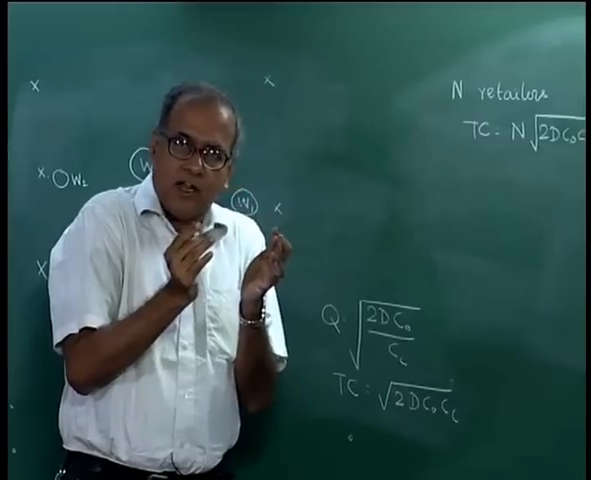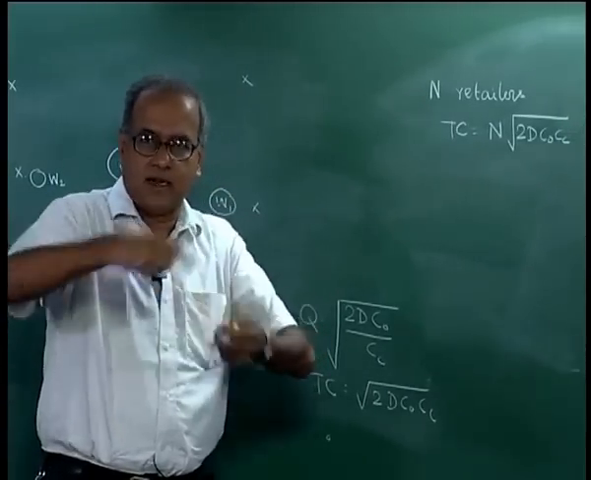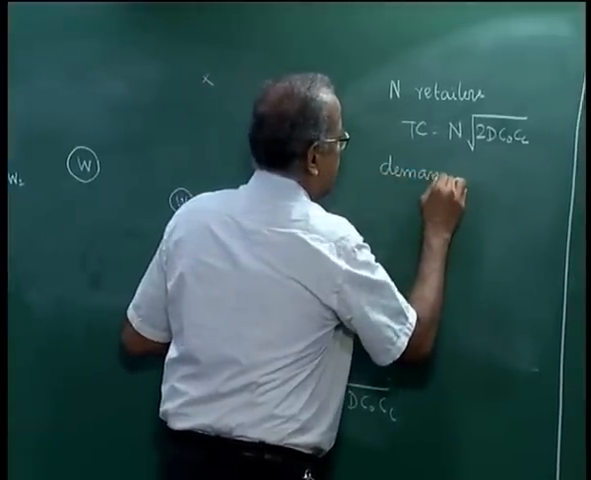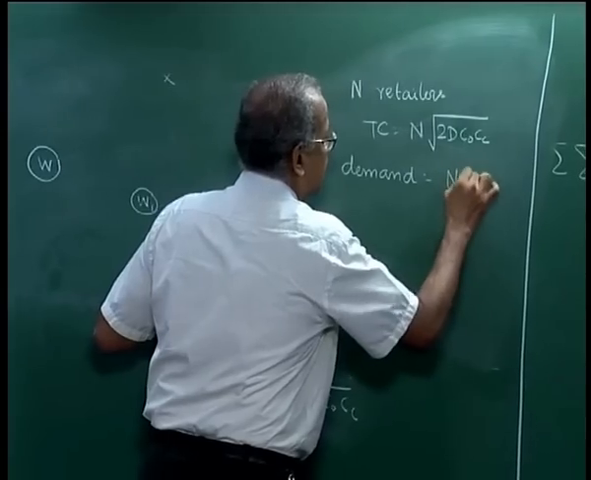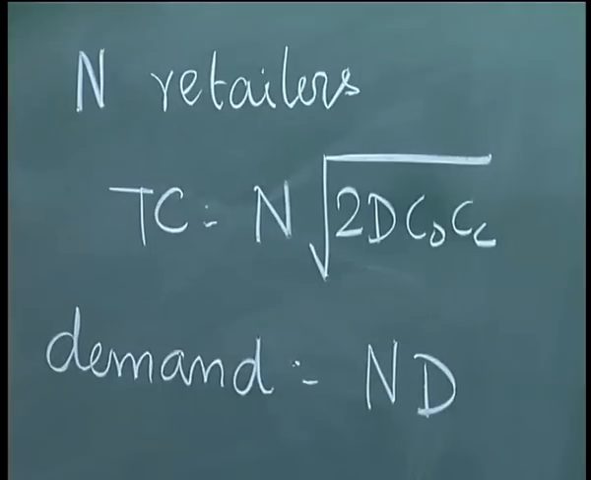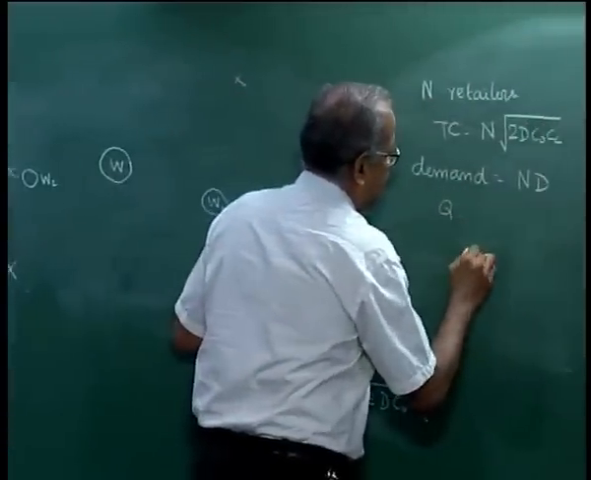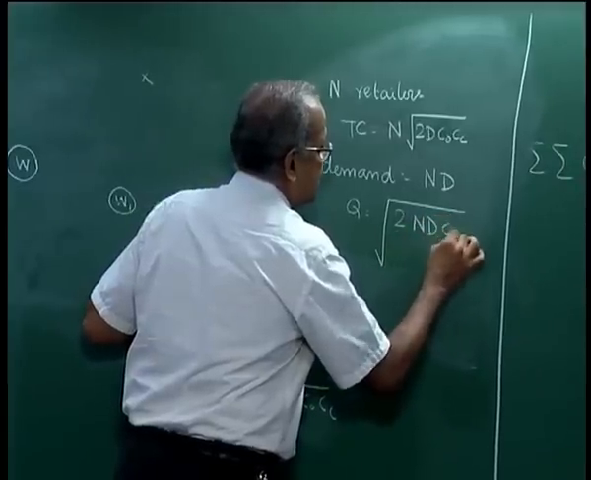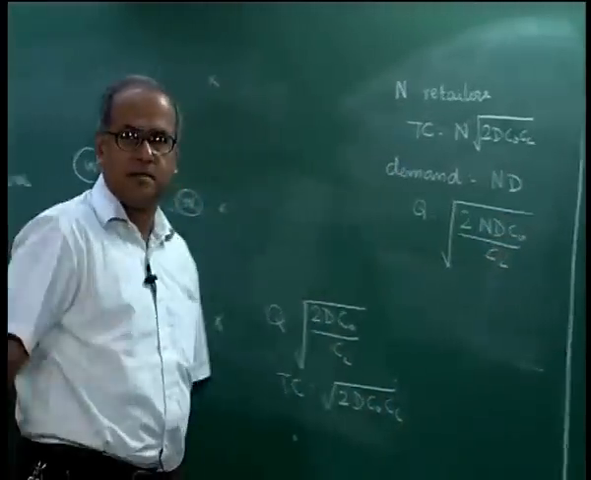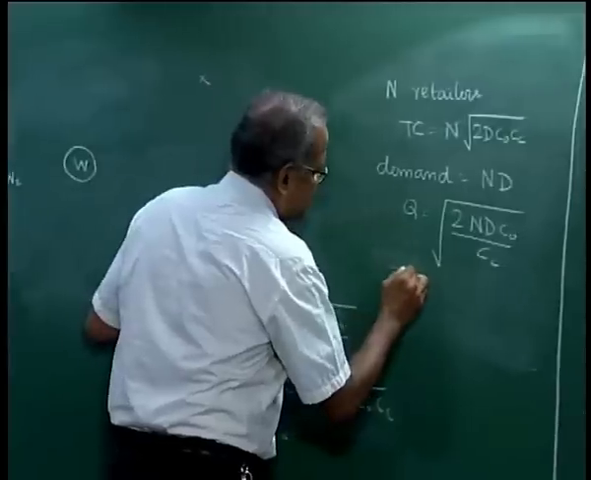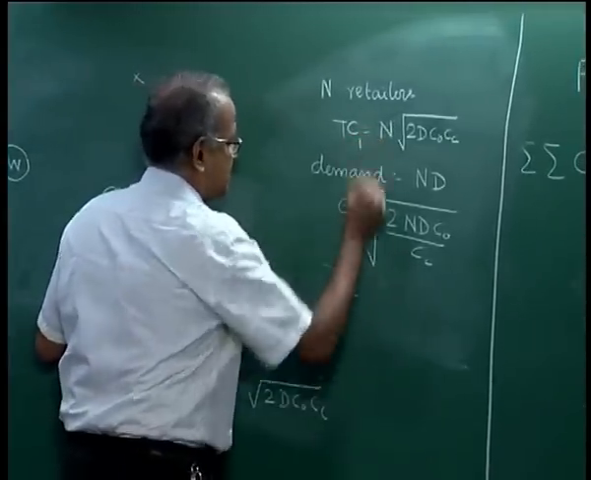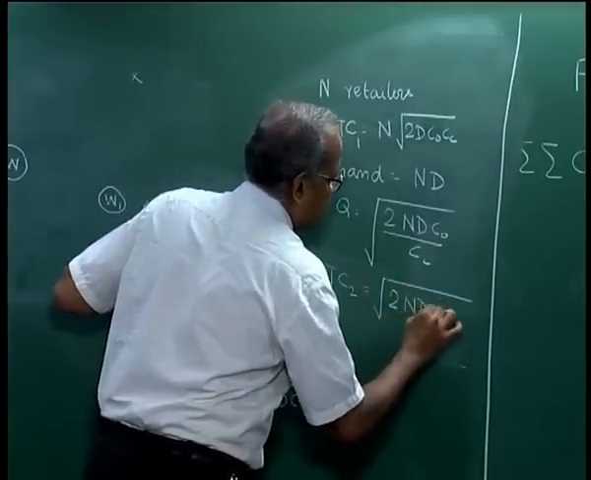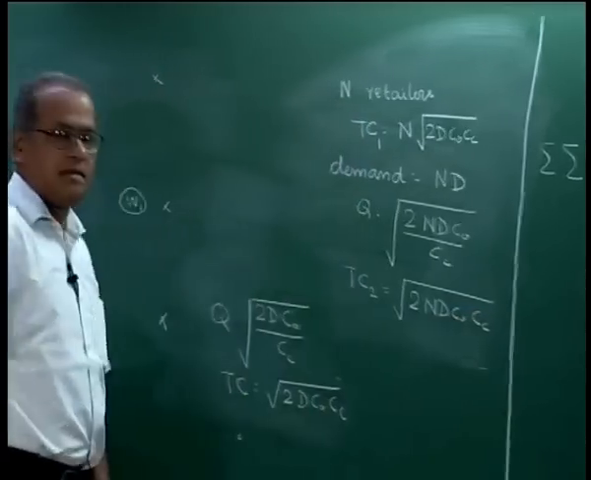Now, if we bring all of these together into a central place, then the total demand will become n into d, and therefore the economic order quantity will be root over 2 n d C naught by C c, and the total cost TC2, if we may call this, is equal to root over 2 n d C naught C c.